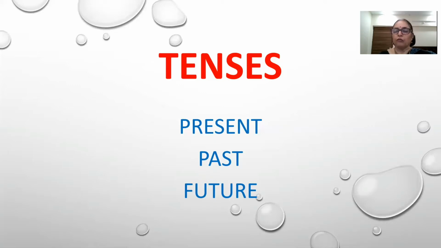Now, if you want to know the aspect of these tenses, each one, present, past, and future, you are going to have that in four types. That is present: simple present, present continuous, present perfect, and present perfect continuous tense. In the same way, for past also: simple past, past continuous, past perfect, and past perfect continuous tense. And future: simple future, future continuous, future perfect, and future perfect continuous tense.